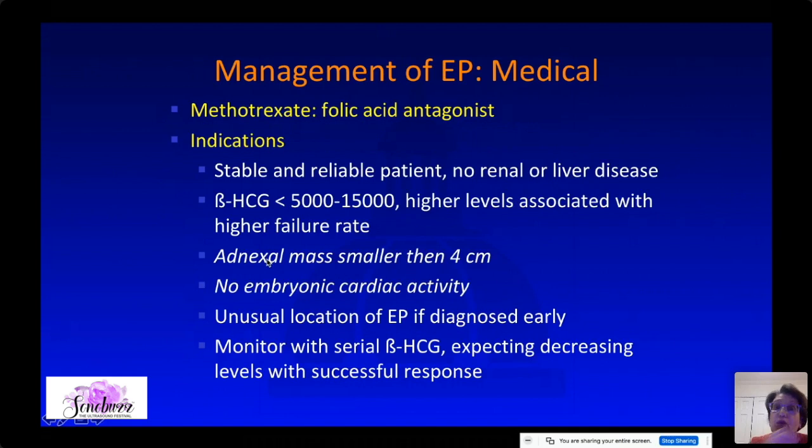It avoids surgery on their fallopian tube, provided that the adnexal mass is smaller than 4 centimeters and there is no embryonic cardiac activity. It's also the management of choice for unusual locations of ectopic pregnancy, such as cervical ectopic pregnancy or interstitial ectopic pregnancy, if they're diagnosed early enough.